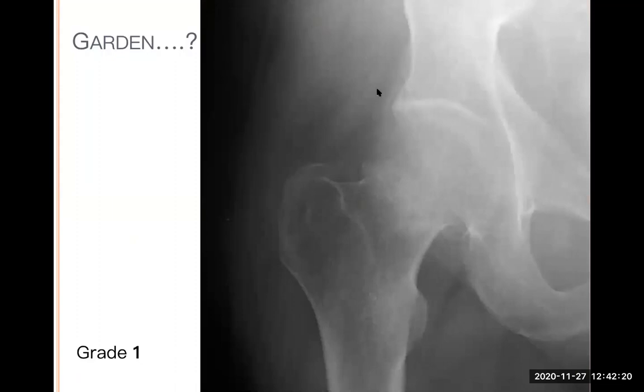Now a little bit of exercise, a class exercise for you. The answer is already written there, but still we need to identify, because in the exam we don't write the answer like that in the slide. We only show you this type of picture or X-ray. So why is this Garden grade 1? Just see there and tell me why it is Garden 1.